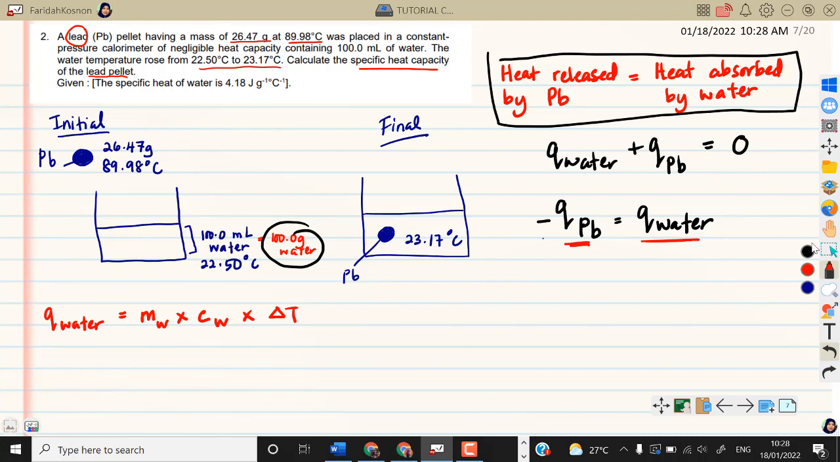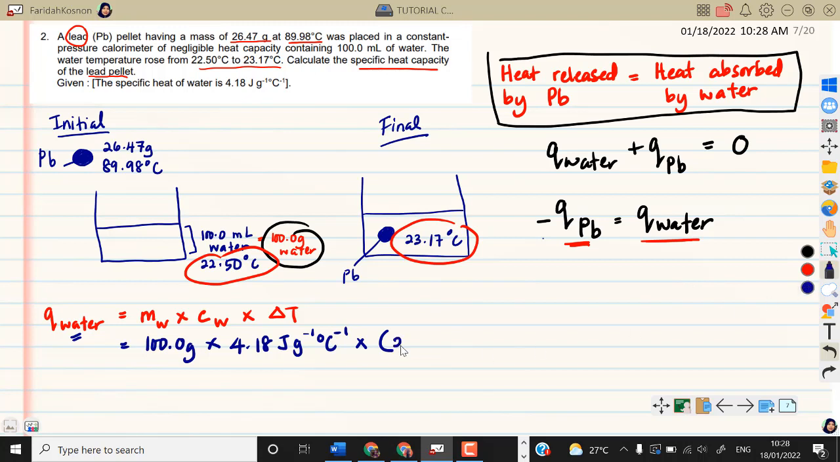Okay. So show the substitution. So you can see here the mass of water is 100 gram. Okay, 100 gram times 4.18 joule per gram per degree Celsius. Times the delta T. Delta T ni untuk siapa? Delta T tu untuk water. Sebab kita sedang kira heat absorbed by water. Apa dia? Final temperature minus initial temperature. Berapa dia punya final temperature? 23.17. Initial temperature dia 22.50.